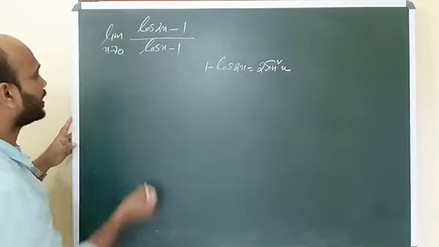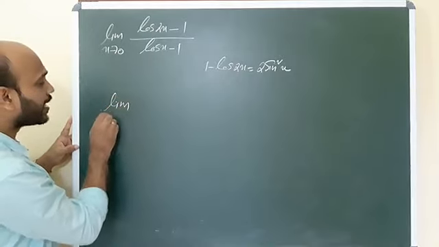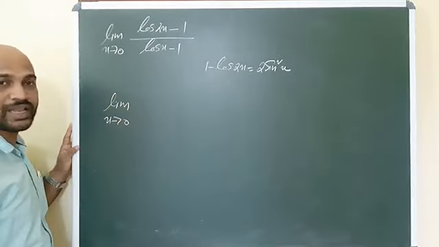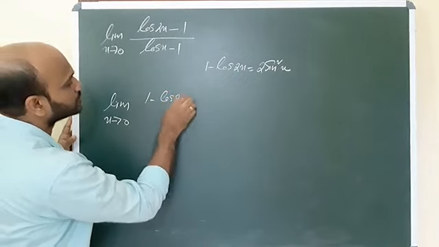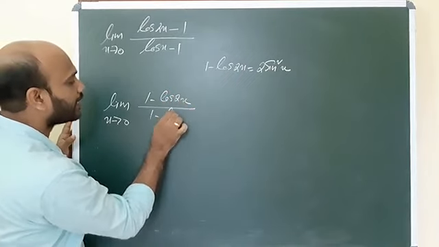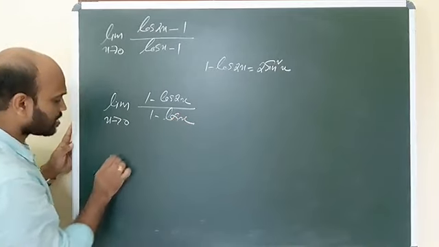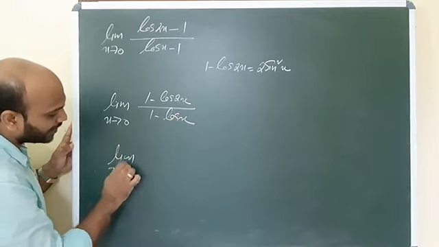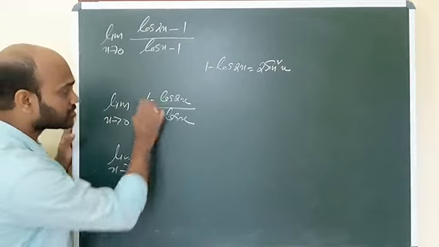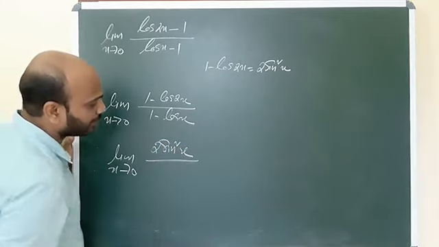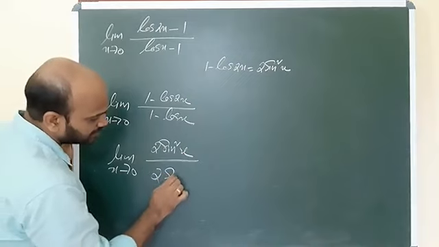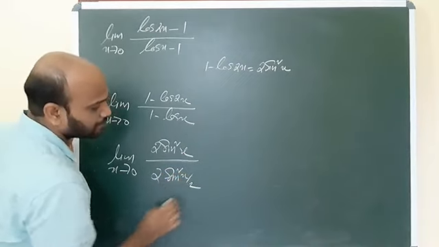That formula you have to apply here. So we can rewrite the question as limit x tends 0, (1 minus cos 2x) by (1 minus cos x). Now we can apply that identity here. This will be 2 sin square x in the numerator and 2 sin square x by 2 in the denominator.